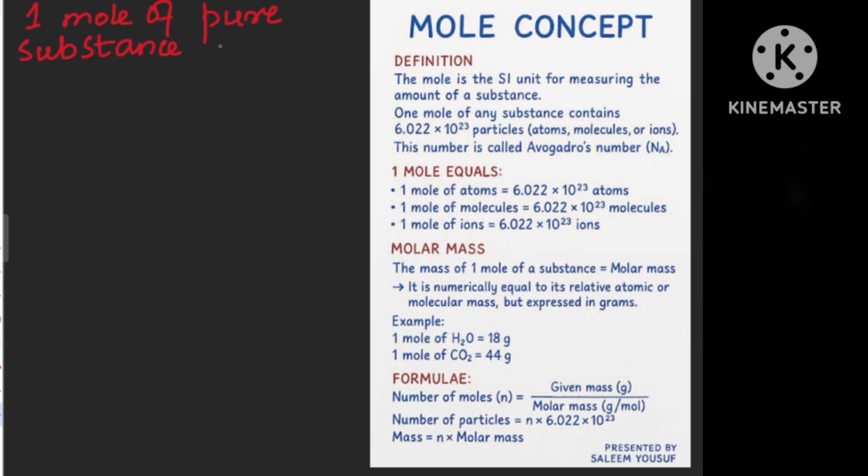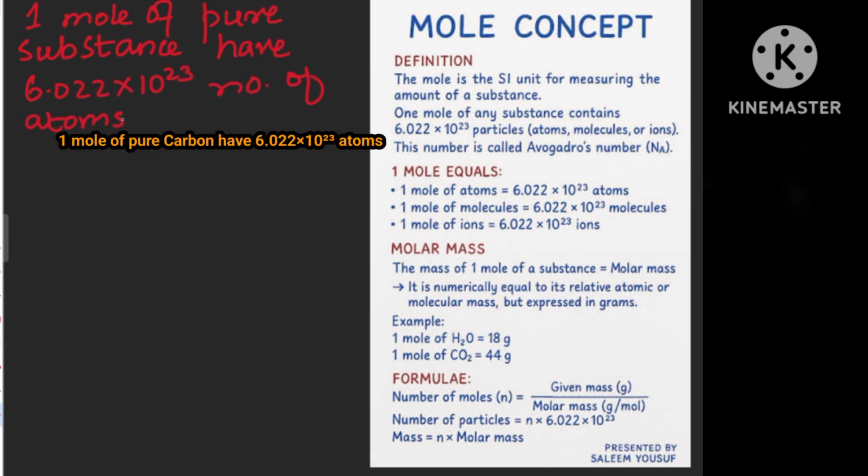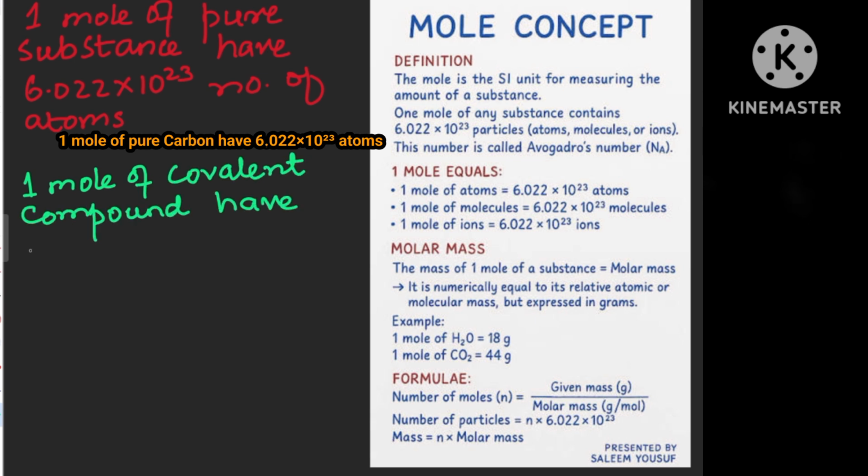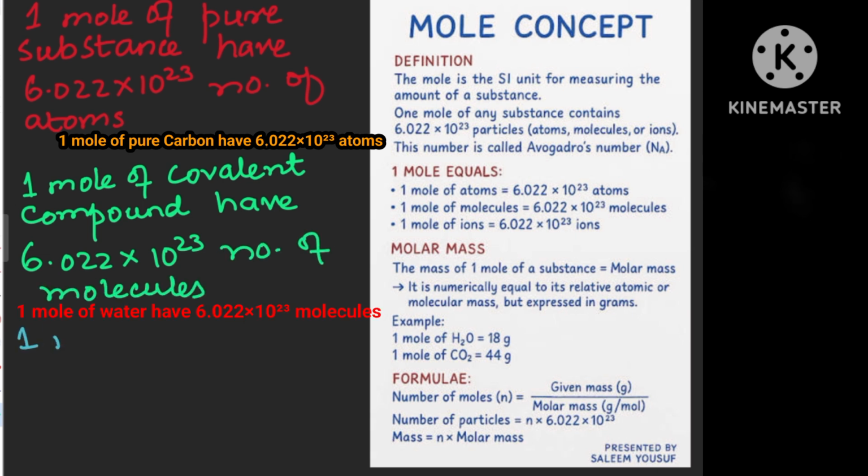1 mole of a pure substance has 6.022 × 10^23 atoms. For example, 1 mole of pure carbon has 6.022 × 10^23 atoms. And 1 mole of a covalent compound has 6.022 × 10^23 molecules. For example, 1 mole of water has Avogadro's number of molecules.